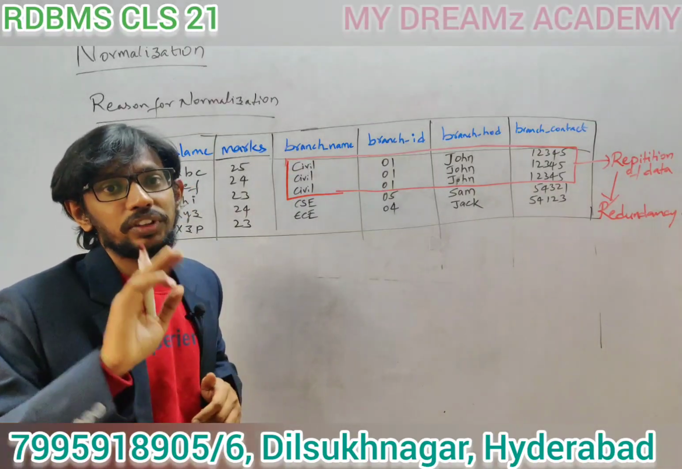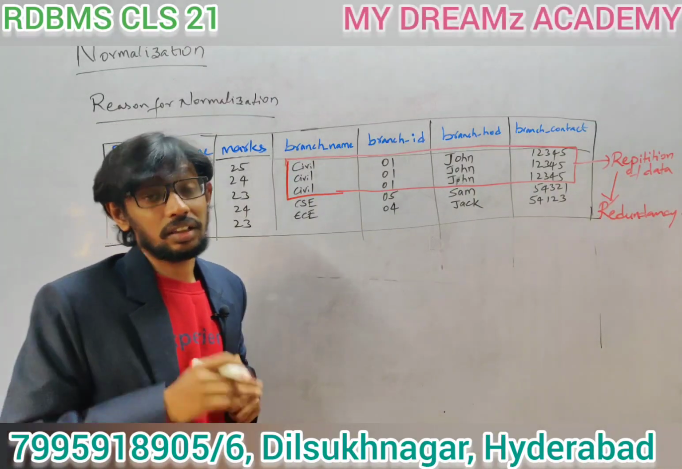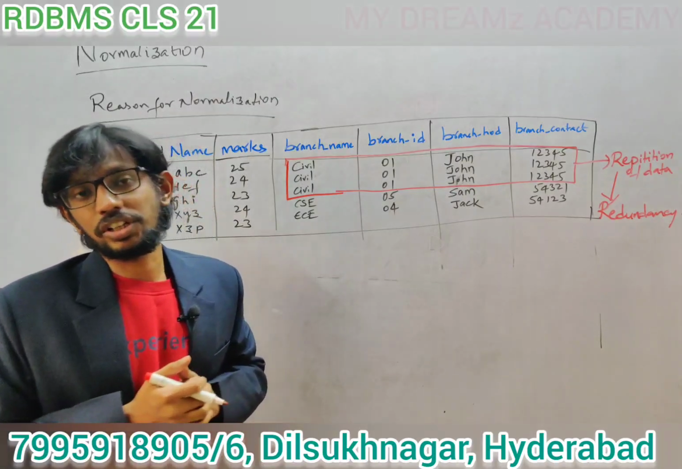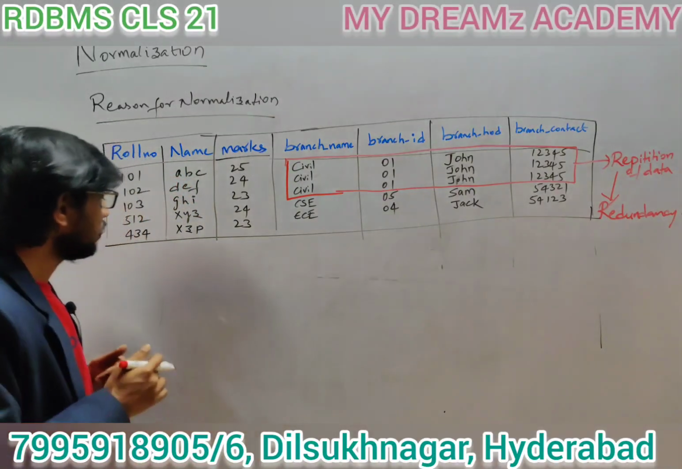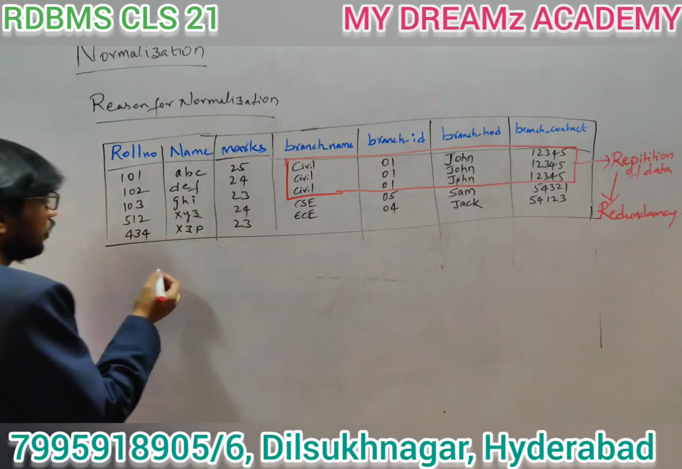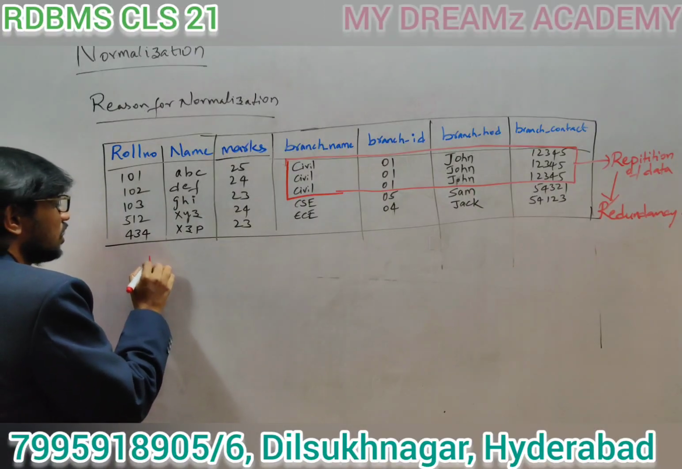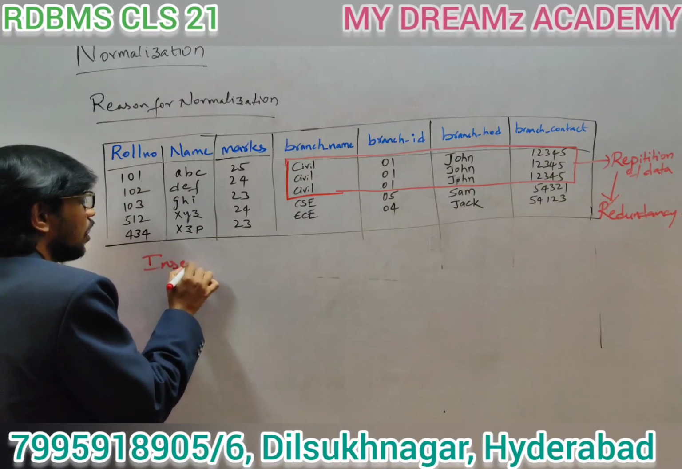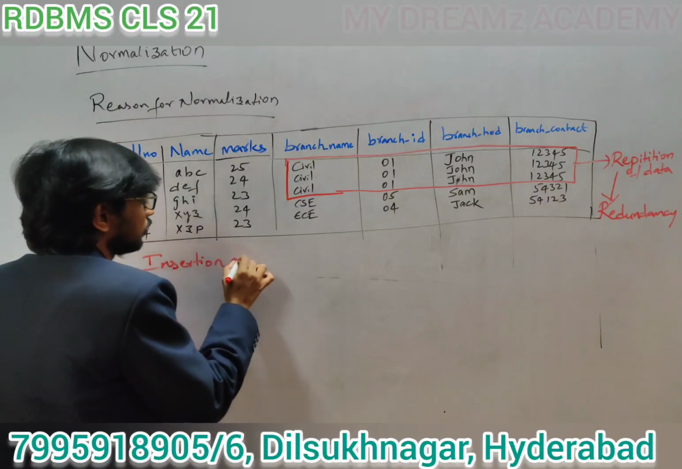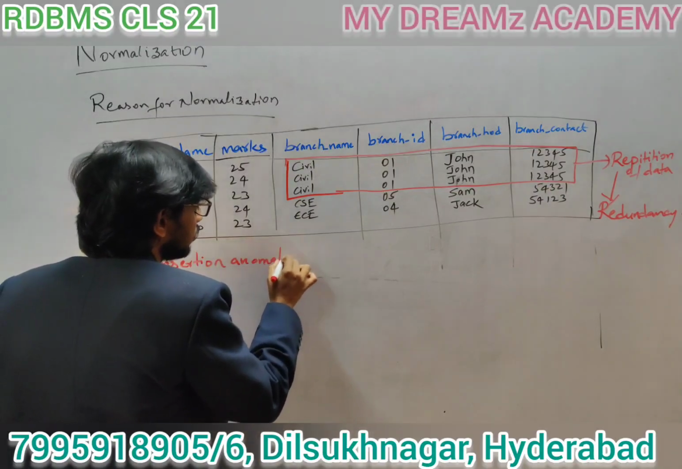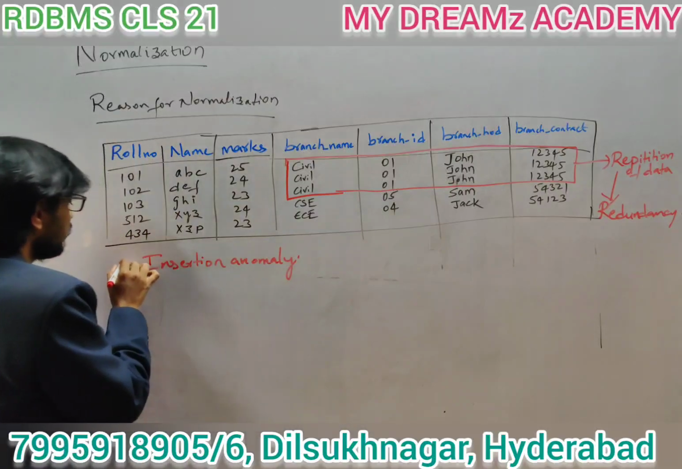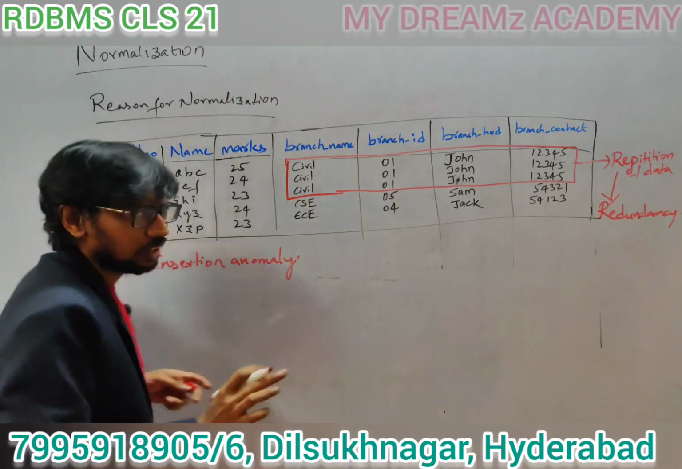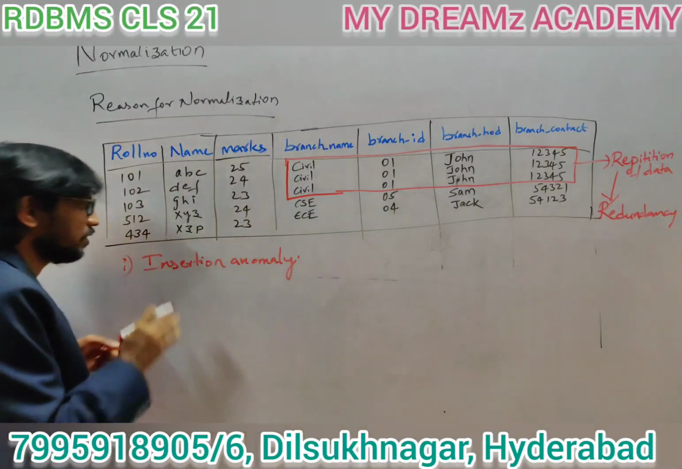Now what is the problem with redundancy? Now we'll understand. There are three problems associated with redundancy. Now the very first problem is insertion anomaly. First problem is insertion anomaly. Anomaly means it's a problem, right? How is it a problem?